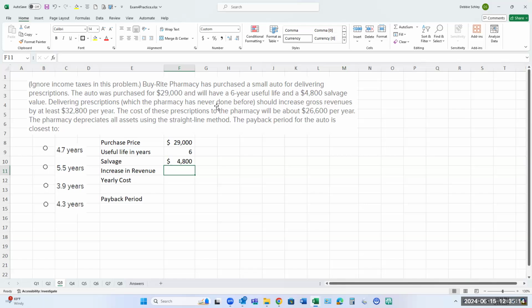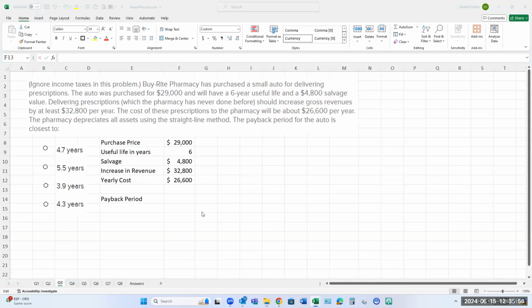Delivering prescriptions, which the pharmacy has never done before, should increase gross revenues by at least $32,800 per year. The cost of these prescriptions to the pharmacy will be $26,600 per year. The pharmacy depreciates all assets using the straight line method. The payback period for the auto is closest to. So they gave you a lot of interesting information, but not all of it is relevant.